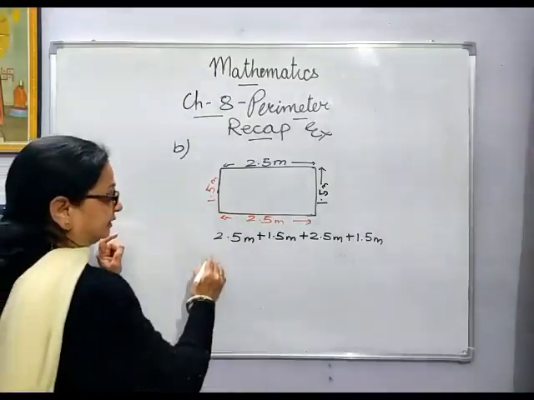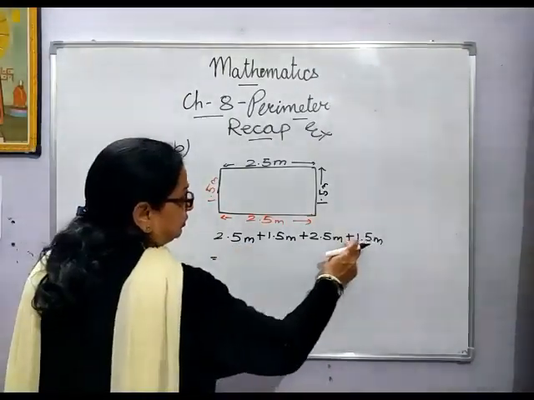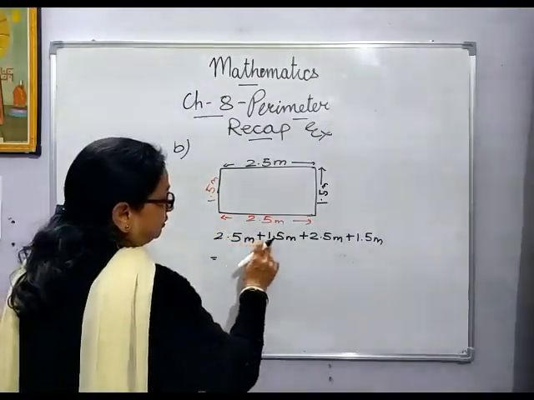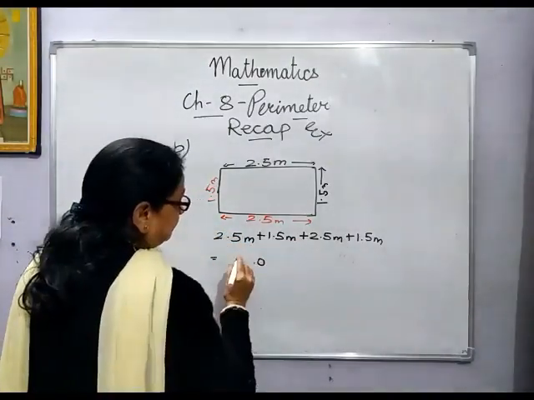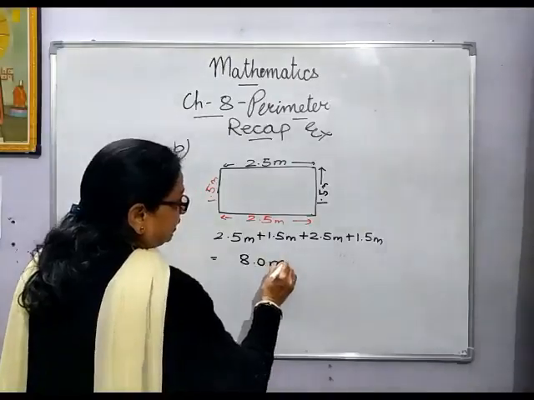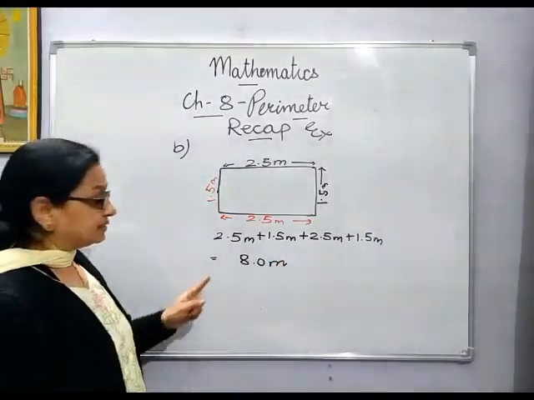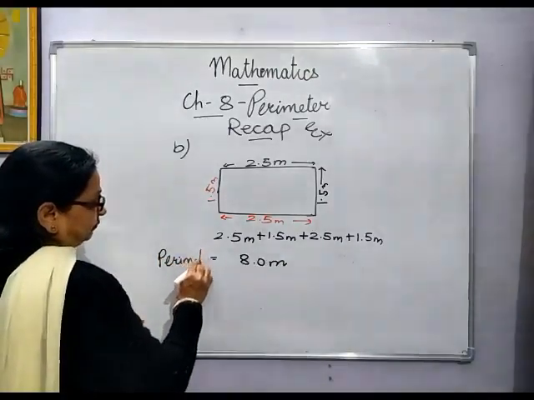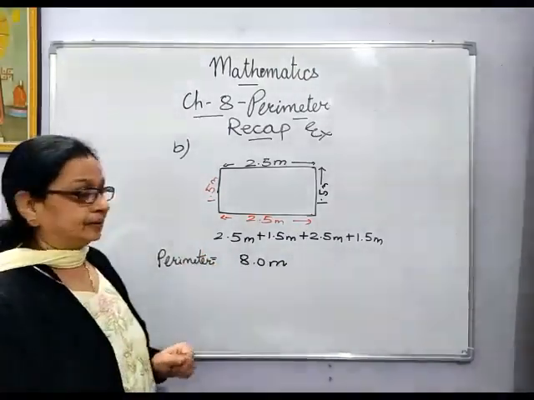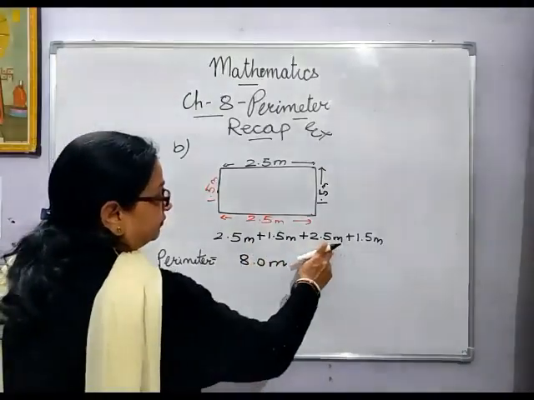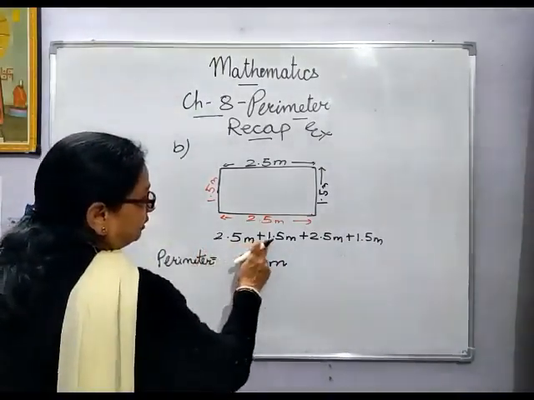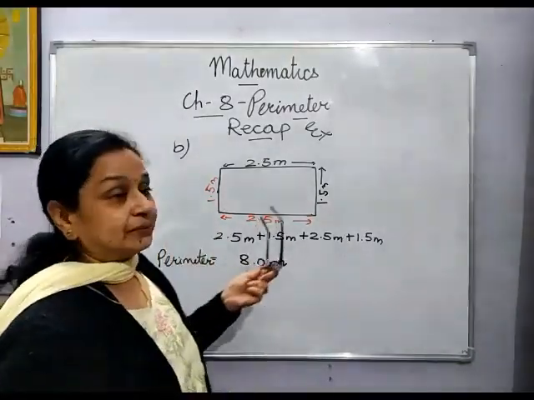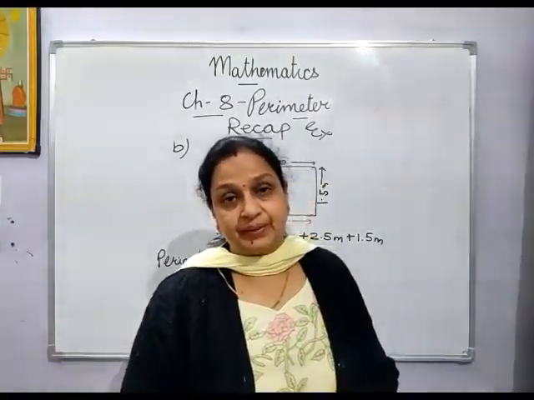And then you will add that: 5, 10, 15, 20, 0, 2 carry 2, and 2, 4, 5, 6, 7 and 8. So the answer is 8 meters. This is the perimeter of this figure. 8 meter is the perimeter of this figure.